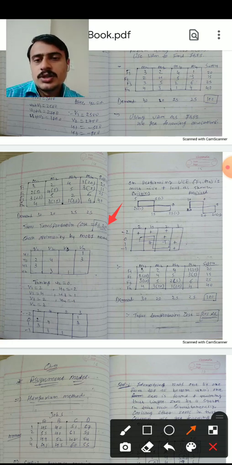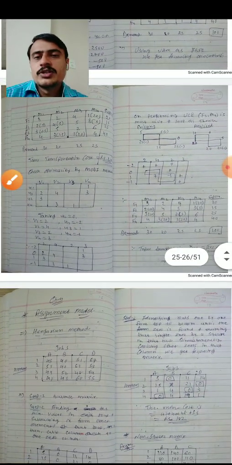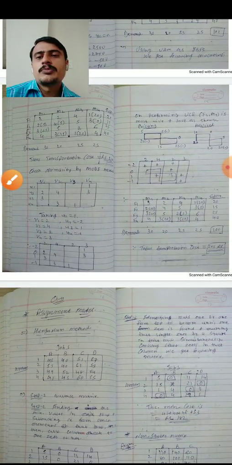First we will check with the MODI method. We put down V1, V2, V3, V4, U1, U2, U3 and U4. Then we put down the costs of the allocated cells. That means the first row is 1, the second row is 2, 4 and 3, the third row is only 3, and the fourth row is 3 and 1.